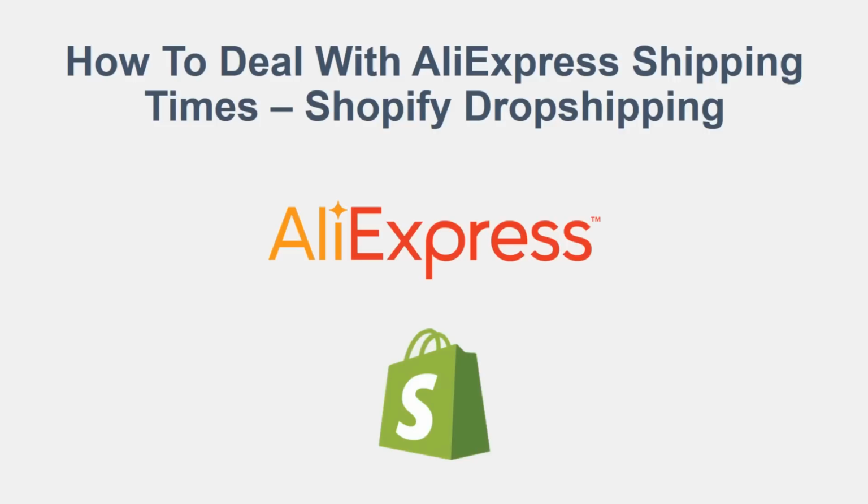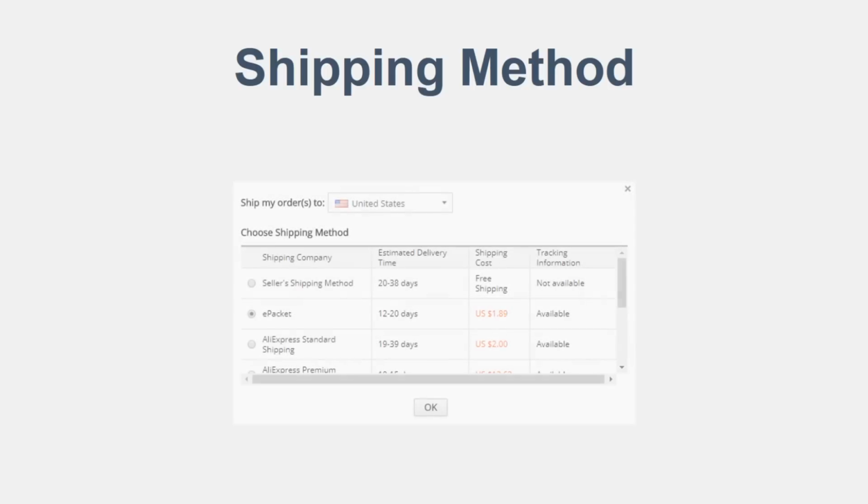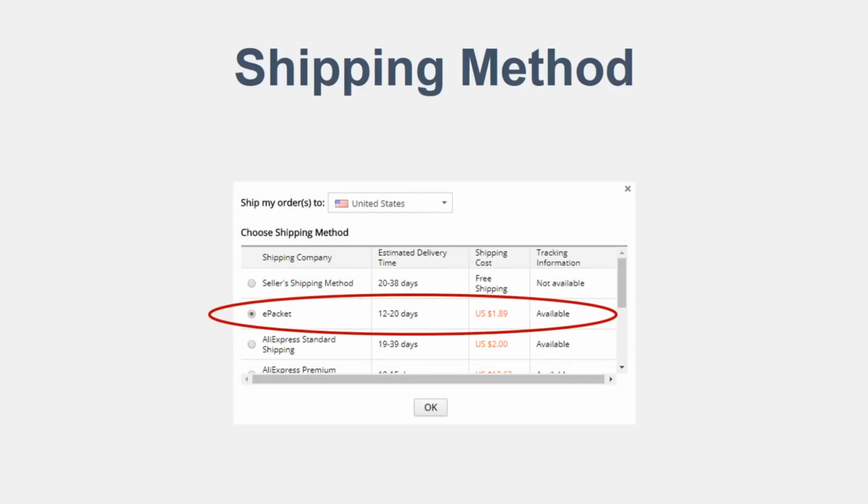So, the first thing is the shipping method. For the best shipping method, you want to be choosing e-packet when you are shipping your orders to United States customers or wherever else e-packet is available, because e-packet is not just available for the US, although the US is predominantly where e-packet is used. It is also available to some other countries, although it is not available to most other countries. So, whenever you have it available, definitely use e-packet.